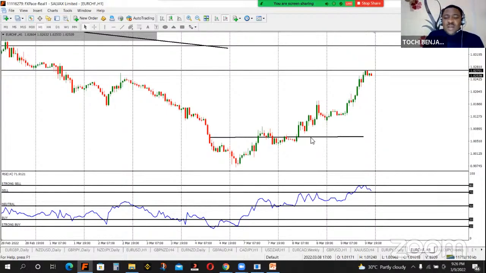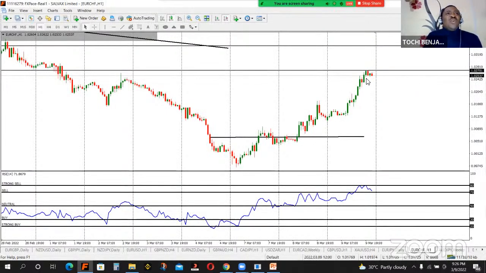But unfortunately, look at this, the market came here and did not trigger my buy. If not, I would have been in this massive profit. It did not trigger my buy, but I don't like chasing the price. I allowed it to go. It is not my own.